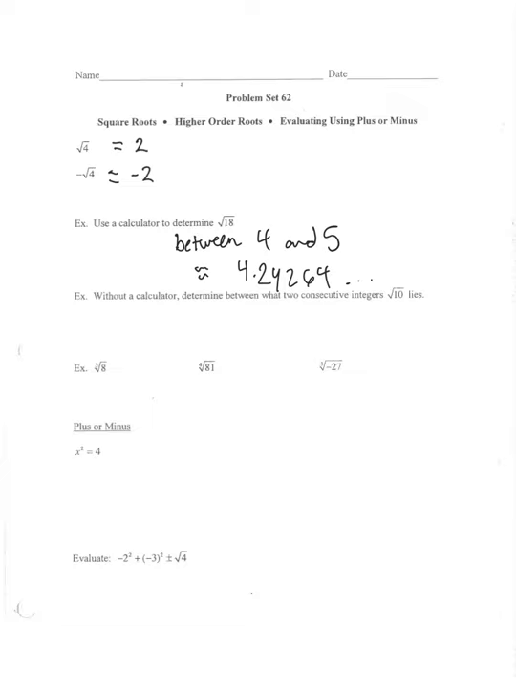So here we go. If we're going to try to figure out without a calculator between which two consecutive integers the square root of 10 lies, the square root of 10 is not going to be a nice integer. It's not going to be fun, but I know that the square root of 9 is 3, and I know that the next highest value would be 16, so I know that the square root of 10 is going to be somewhere between 3 and 4, right?